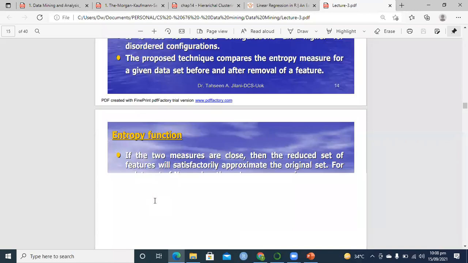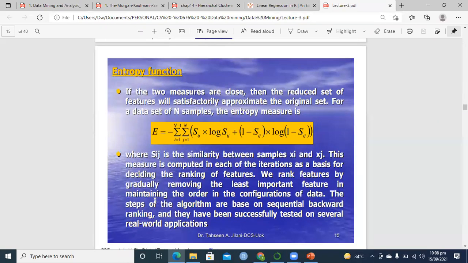Now, this is the formula for entropy that I was explaining. Because you have calculated the similarities between variables, now is the time to start using the entropy measure. In the first instance, you calculate the entropy for the whole system. That means if the two measures are close, then the reduced set of features will satisfactorily approximate. As I was saying, if I remove a variable from the data set and there is no change in the entropy, that means you can remove that variable without any problem.